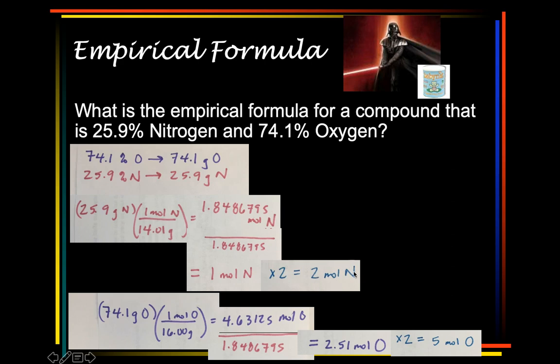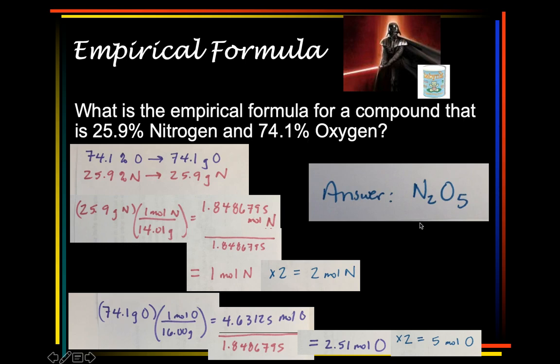So 2 moles of nitrogen, 5 moles of oxygen. That is my lowest, because a 2 and a 5 can't reduce, whole number, 2 and 5 is whole, mole ratio. And then I can write my formula, N2O5, because it's 2 moles of N, 5 moles of oxygen, but those are now your subscripts.